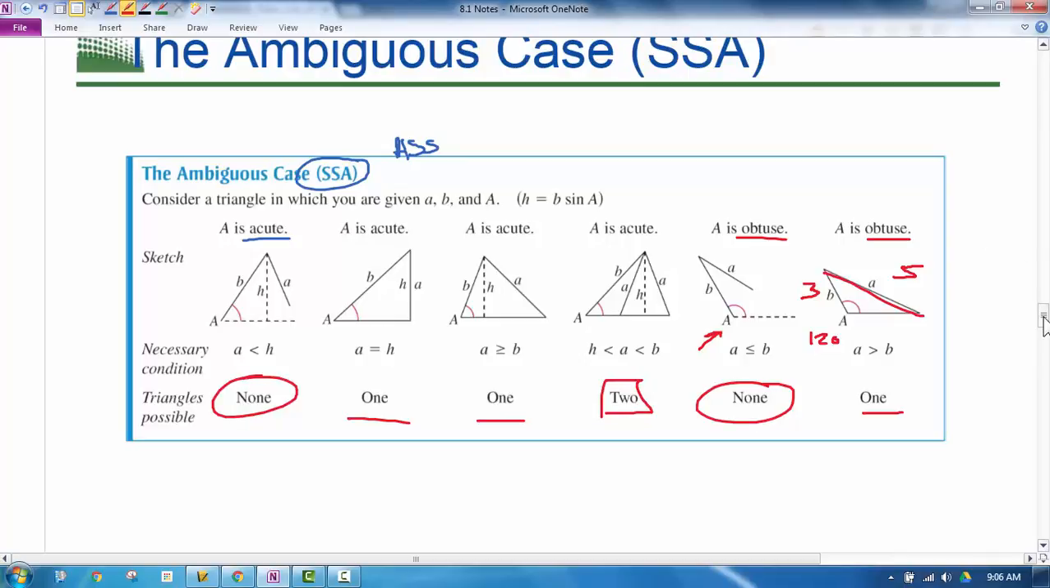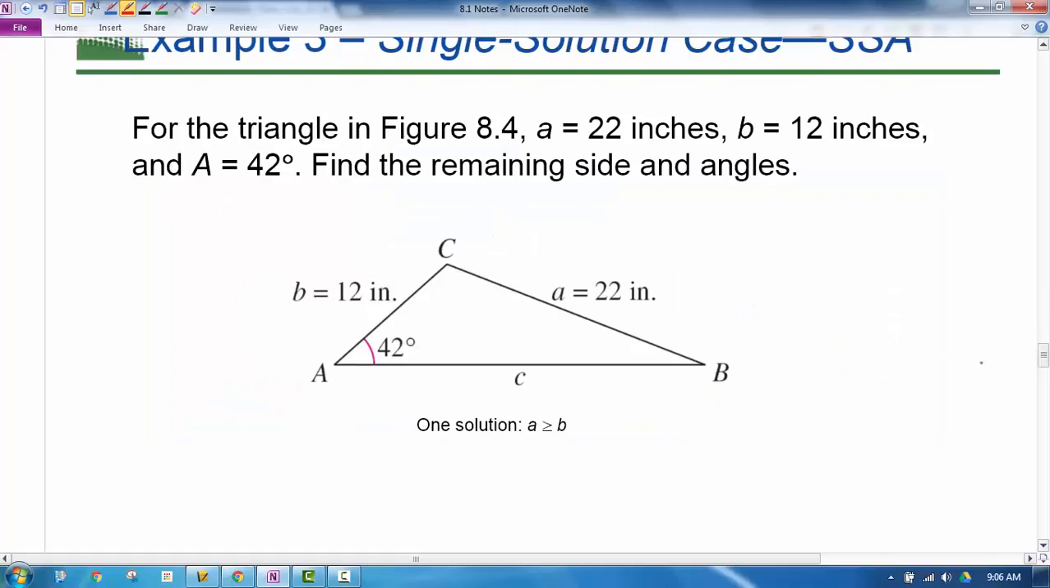So we have to really think about this, and I'll show you what I'm talking about. Here's an example then. Let's say I have an acute angle here of 42, and this is 12, and this is 22. We have to be careful about how many triangles can be formed.